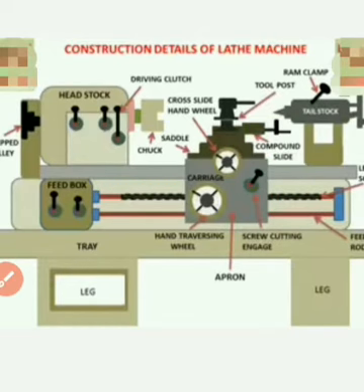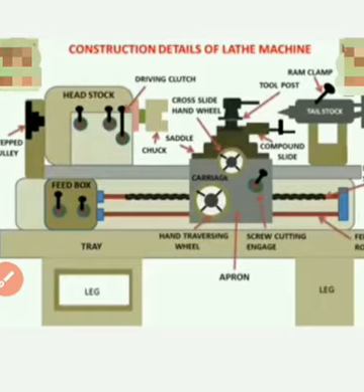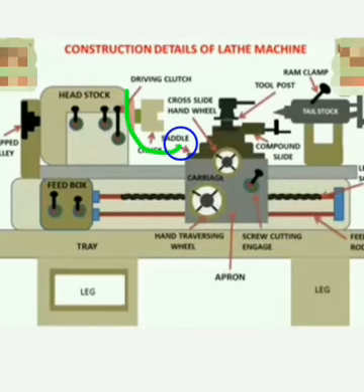Now the next part is the chuck. Here we can see the chuck. It is mounted on the spindle and its function is to hold the workpiece. The workpiece is either held in the chuck or between the two centers and then rotated. Unwanted material is removed from the workpiece in the form of chips to get the desired shape, size and finish.